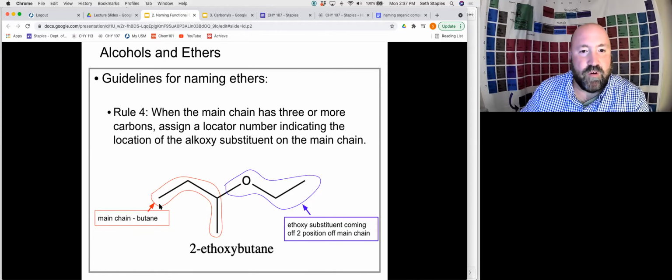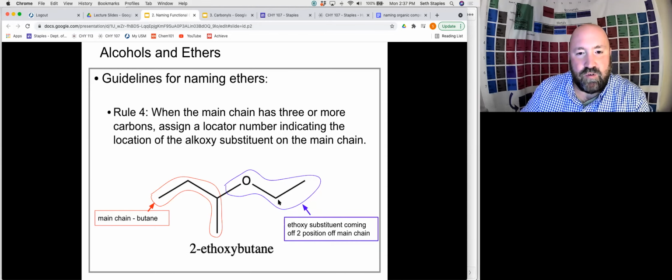And what we want to do is first identify our main chain. I know this starts getting a little bit messy, but bear with me. So our main chain right here is butane. Here's our longest carbon chain, longest just continual carbon chain. So that's butane right here.